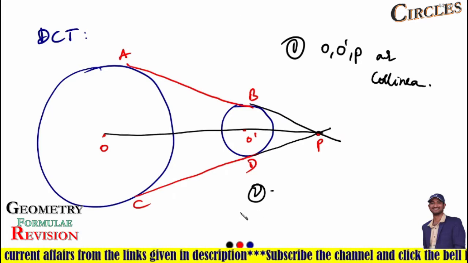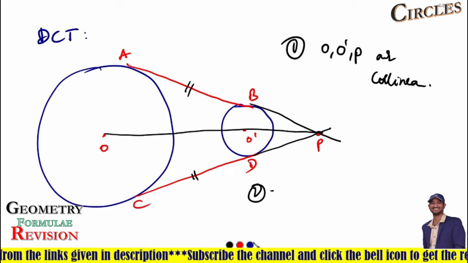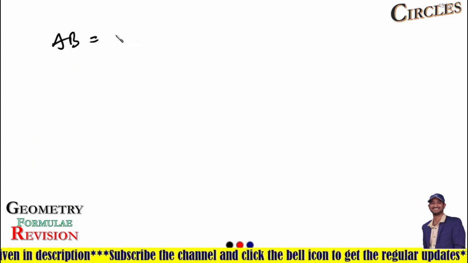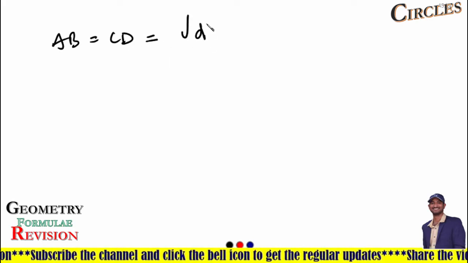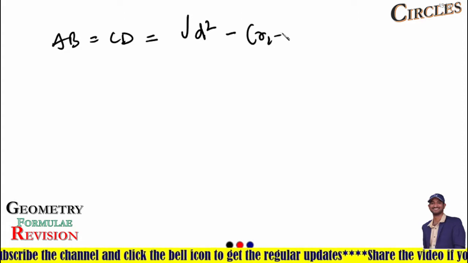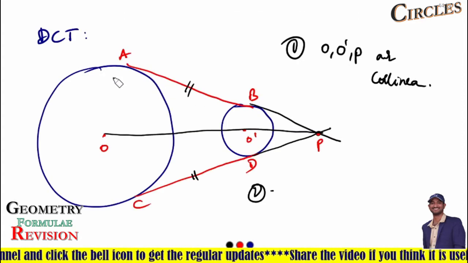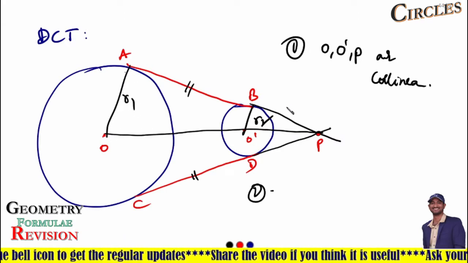That is the first point. Second point, the length of the direct common tangent. Here both direct common tangents are equal. AB and CD are equal to the square root of d square minus the difference of the radii whole square, where R1 and R2 are the radii of the given circles.